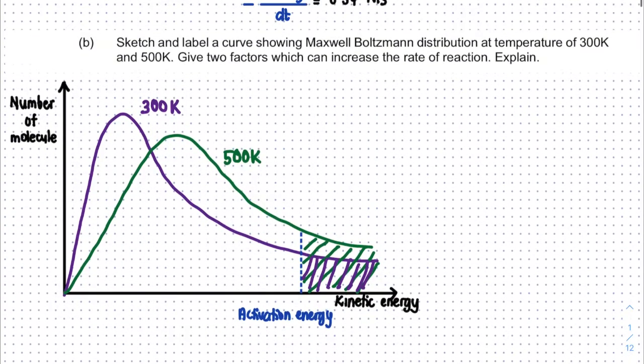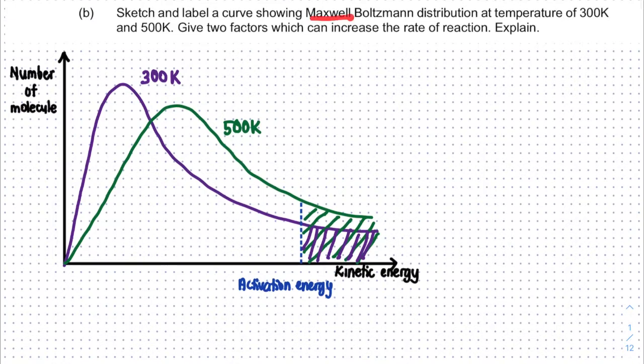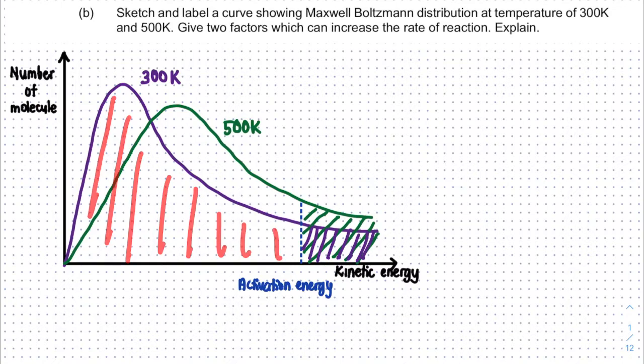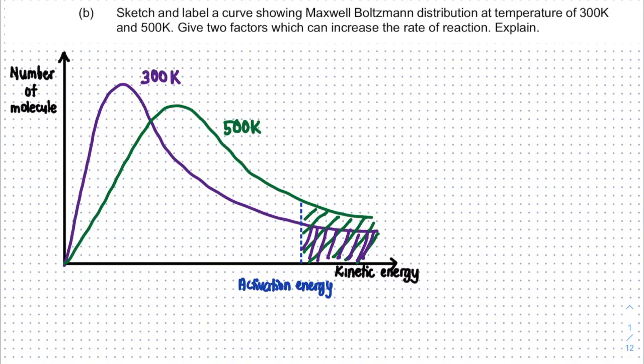Question 1B here. Sketch and label a curve showing the Maxwell-Boltzmann distribution at temperatures of 300 and 500 Kelvin. And then give two factors which can increase the rate of reaction. Explain. Okay, so first we do the Maxwell-Boltzmann distribution, where the y-axis is the number of molecules and the x-axis is the kinetic energy. For these two different distributions, the area under the graph is the number of molecules, which is the same.